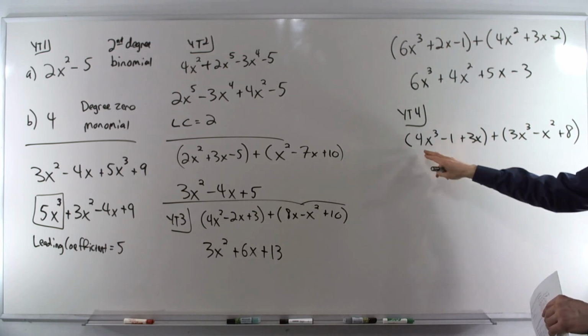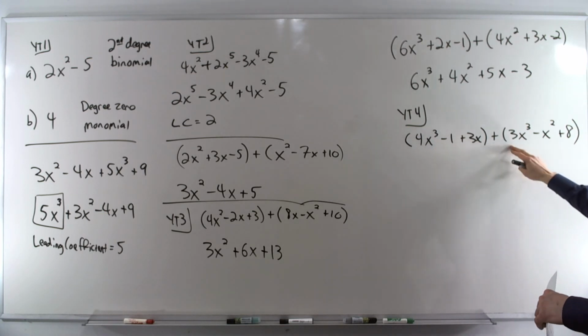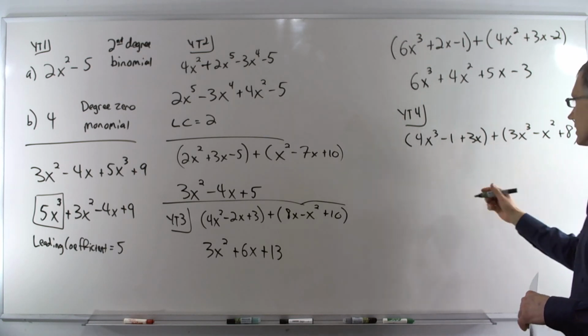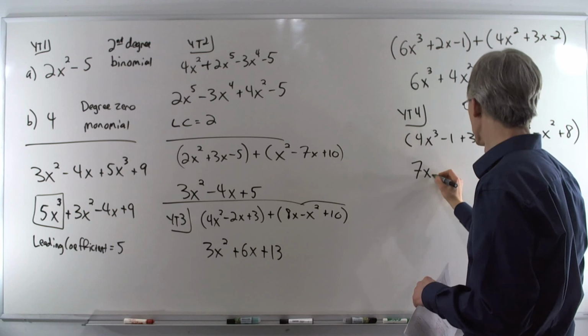All right, so we'll start off with the x to the third terms. We have a match there. So 4x to the third plus 3x to the third, that's 7x to the third.